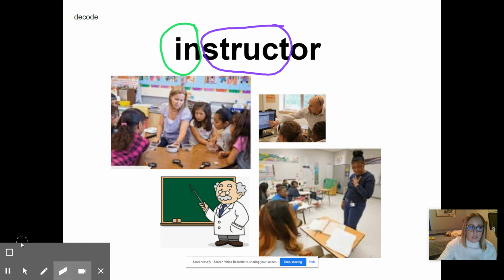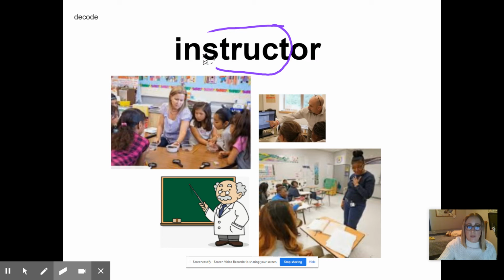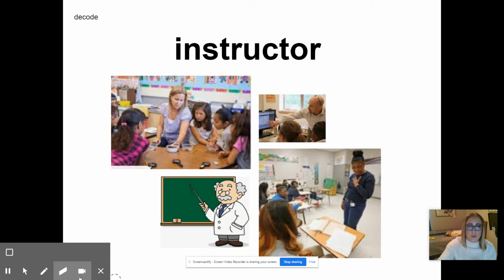I forget that I have to erase. Sorry. If I don't erase, that circle will show up on the next slide. Okay.